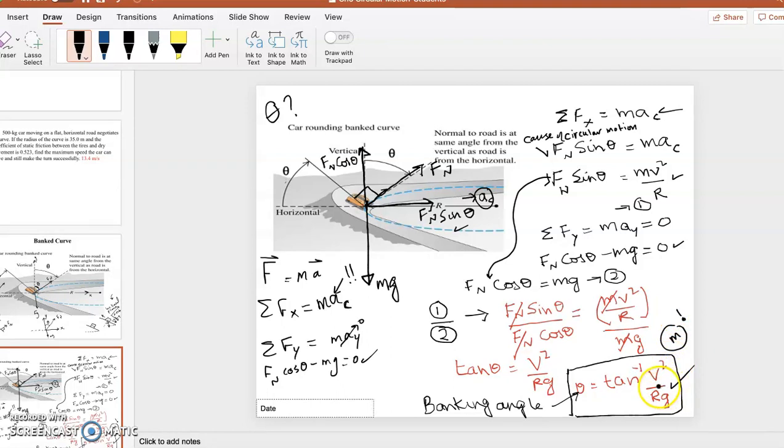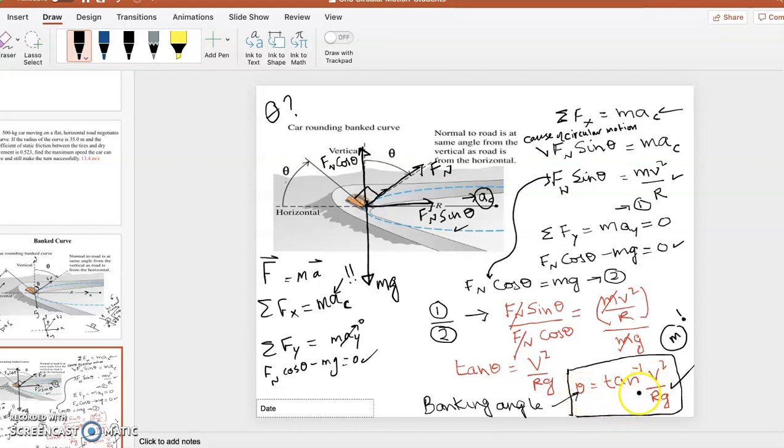It does not. If you remember also, the maximum speed to keep the car moving in a circular horizontal path without slipping was also independent of mass. It doesn't depend on the mass. Also, the banking angle doesn't depend on the mass of the vehicle. Okay? Of course, this is the maximum speed which can keep the car moving on that track without slipping.